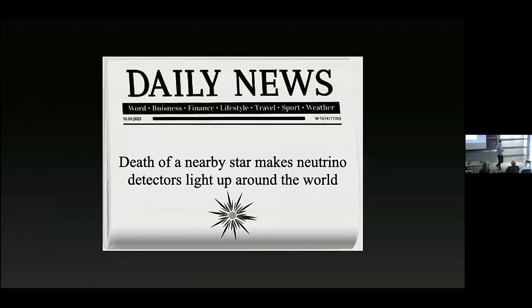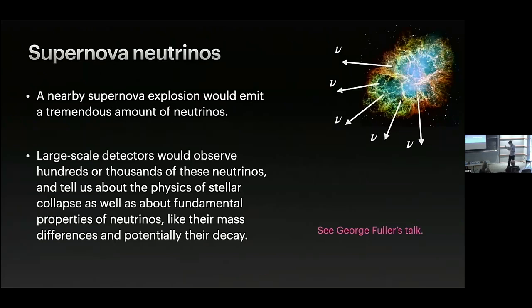Okay, and the final one is the death of a nearby star makes neutrino detectors light up around the world. So pretty self-explanatory. Can happen any day now. Hopefully it waits a little bit longer until we have the bigger detectors. But the idea is that a star undergoes supernova, and the sheer number of neutrinos that it emits is detected throughout all the different neutrino detectors we have on Earth. So this is a plug for George's talk that is upcoming next. So you can learn more about it then.